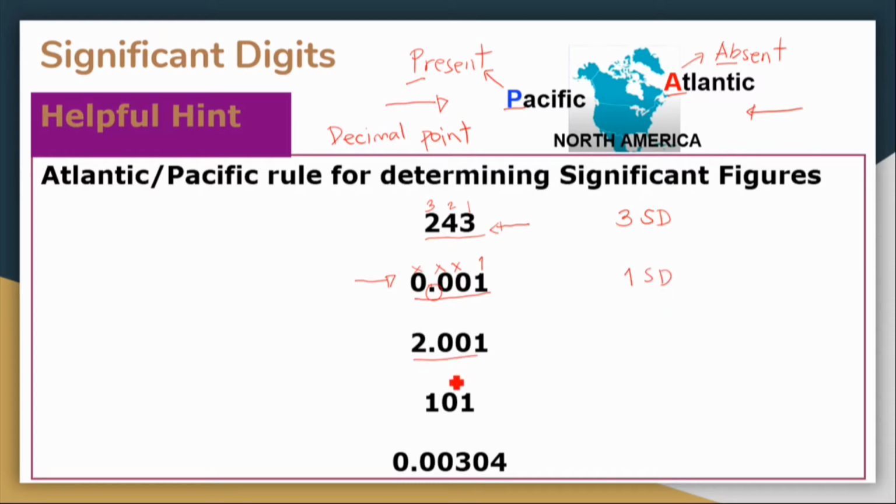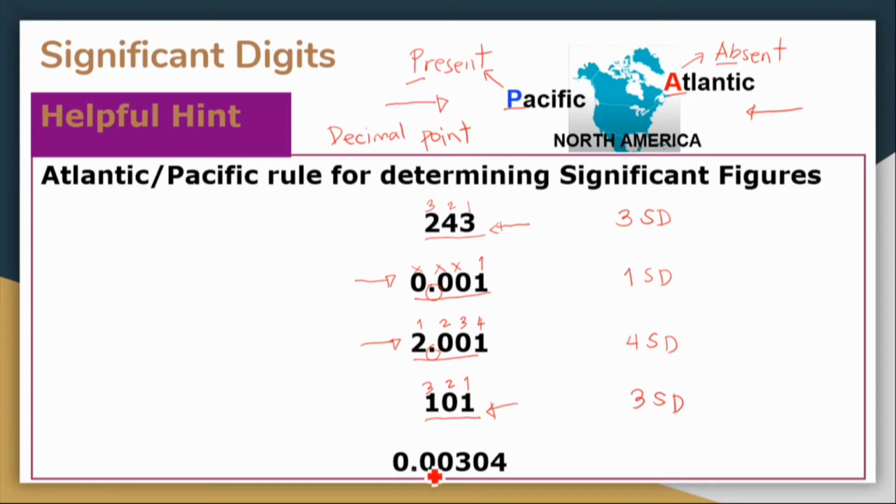Third example, 2.001. Again, the decimal point is present, so we will start from the left. First non-zero. This is non-zero, so we will count 1 and everything else will follow. 3, 4. So it means we have 4 significant digits. Next example, 101. The decimal point is absent, so we're going to start counting from the right. First non-zero, so this is our first non-zero, so we will count it. 1, 2, 3. So it means we have 3 significant digits.